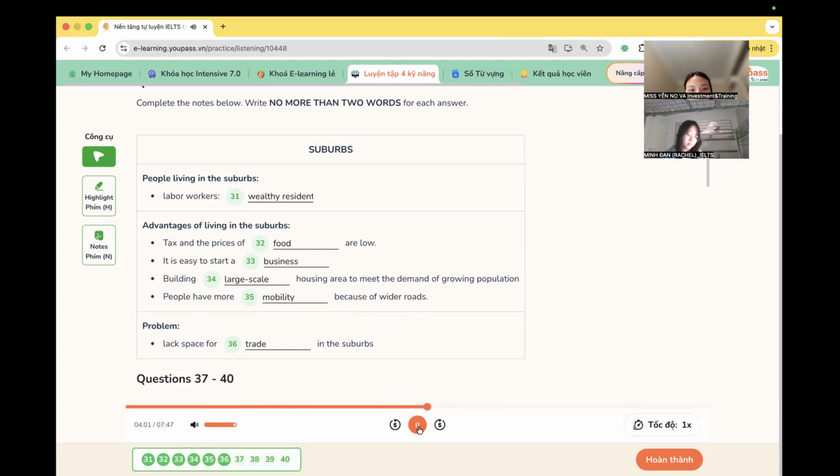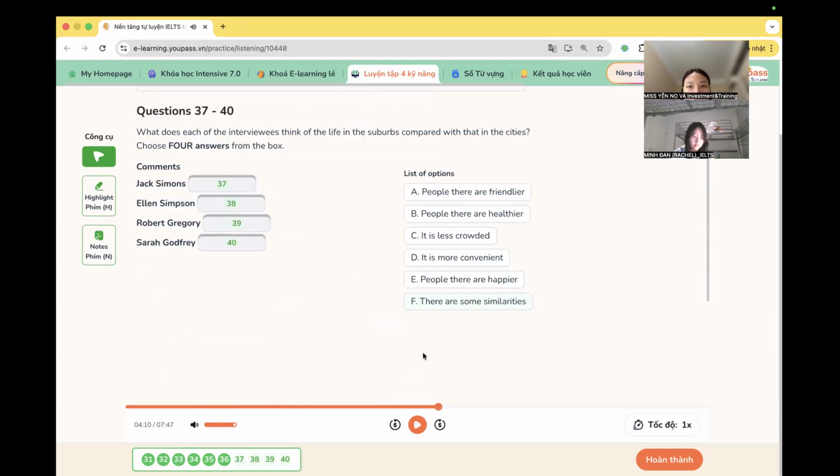Also, the roads are designed and built much later, so they are usually much wider than the roads downtown. This will provide greater mobility for suburban residents. Okay. She will interview 4 people, and they will give opinions about living in a suburb. And you got some options here: people friendly, healthier, less crowded, more convenient, happier, and some similarity. So let's see how they think about life here.